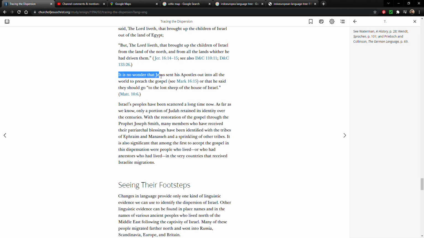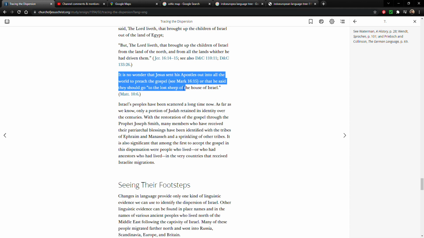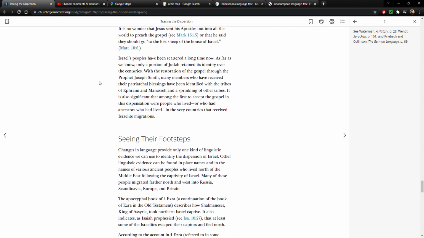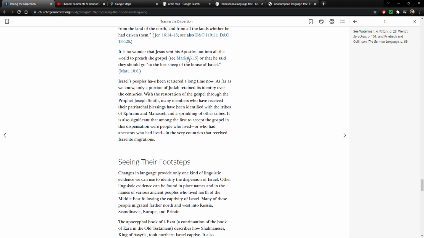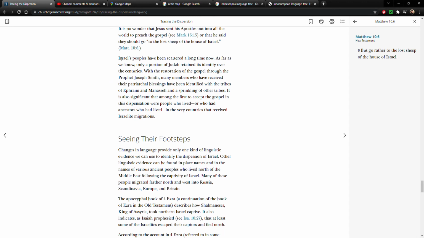It's no wonder that Jesus sent his apostles out into all the world to preach the gospel, or that he said that they should go to the lost sheep of the house of Israel. Let's read those scriptures really quick. Mark 16:15. He said unto them, "Go ye into all the world and preach the gospel to every creature." Matthew 10:6. "But go ye rather to the lost sheep of the house of Israel."